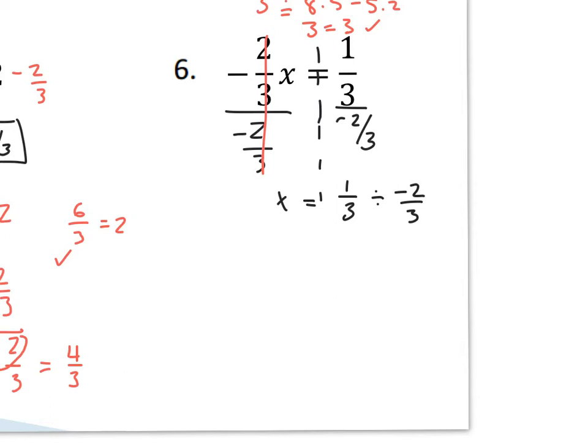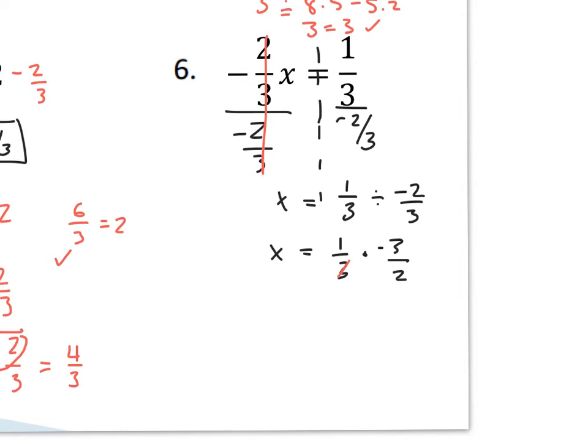Well, the rule I gave you is we are going to take and multiply by the reciprocal. So what's the reciprocal of negative 2 over 3? It is negative 3 over 2. Take the fraction and flip it. Don't change the sign, but just flip it. Okay? Now we're multiplying fractions.